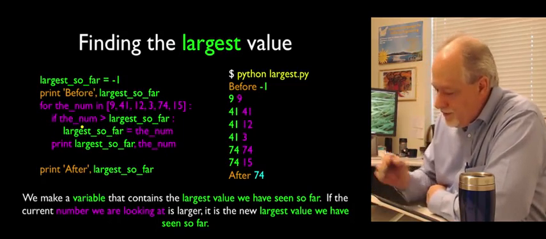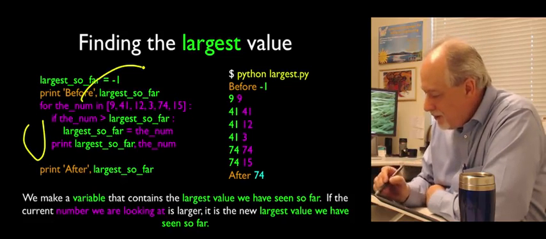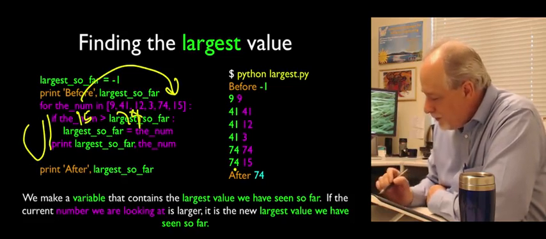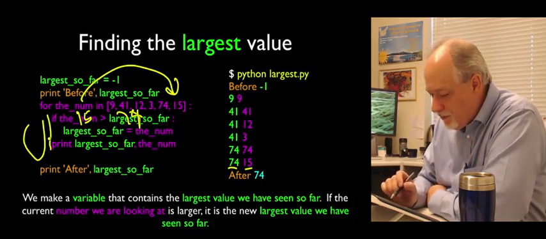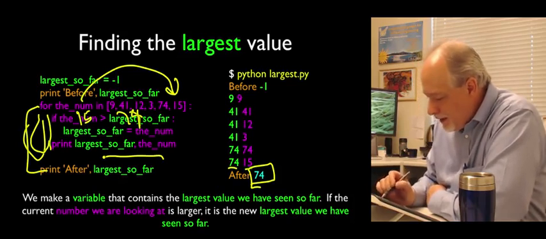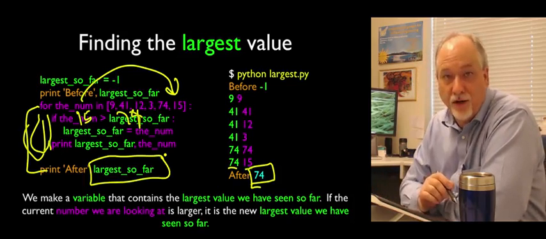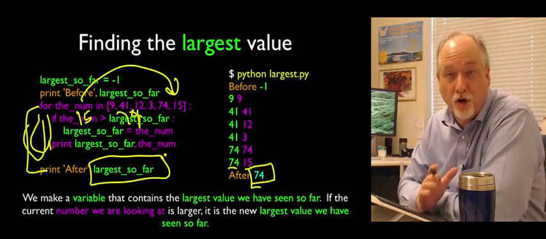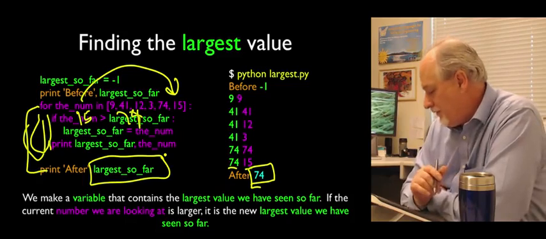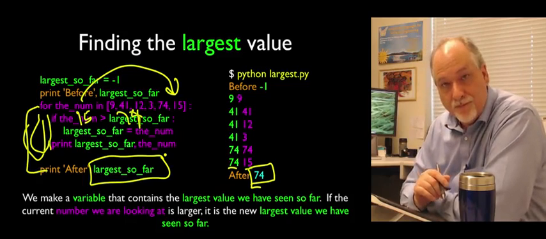We continue on. We go up one more time. The_num points to 15, but 15 is not larger than 74, and so we skip. We print out 15 and 74, and then we come out, and at the end we get the largest so far. The variable name is a little off at the end, but it holds the largest. Okay? Got it?